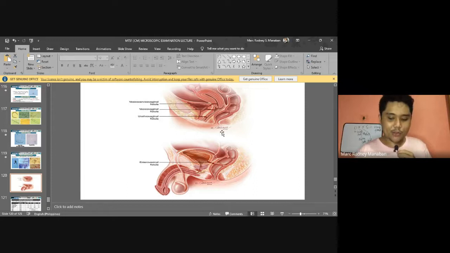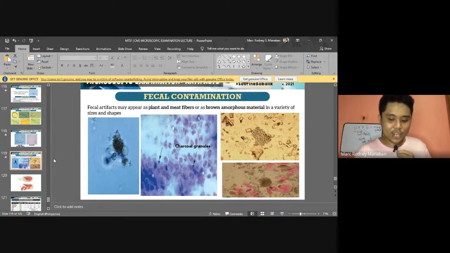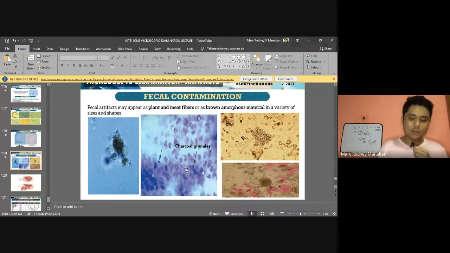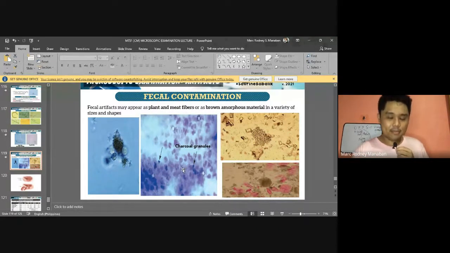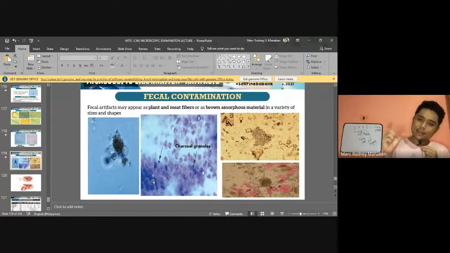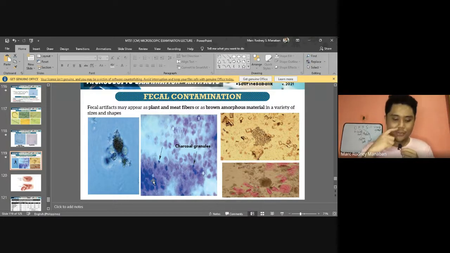So how do we confirm that? We let the patient ingest charcoal granules. Alright? So pag ingest a patient of charcoal granules, and then makakita sila og charcoal sa ihi, it means that the patient has rectovesical fistula. Nag-combine niyang bladder og imuhang rectum. Alright? That's why na ay charcoal granules. Okay? That's for rectovesical fistula.